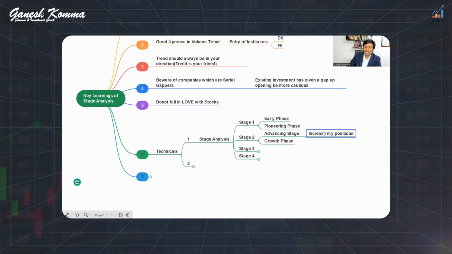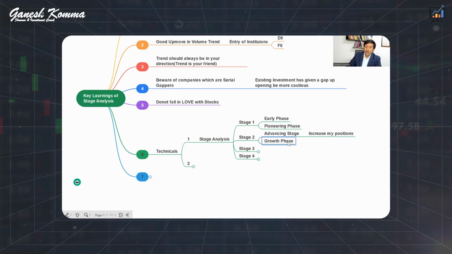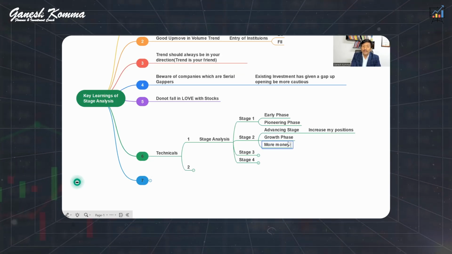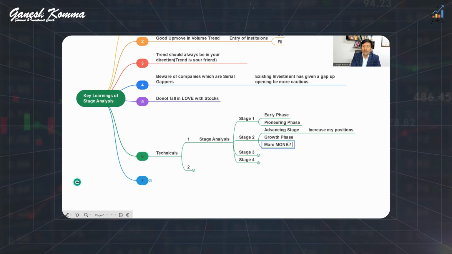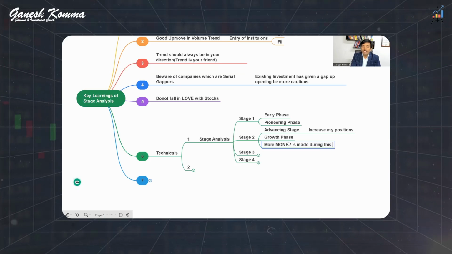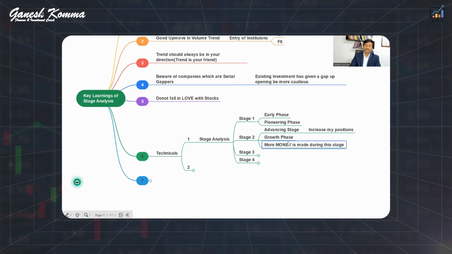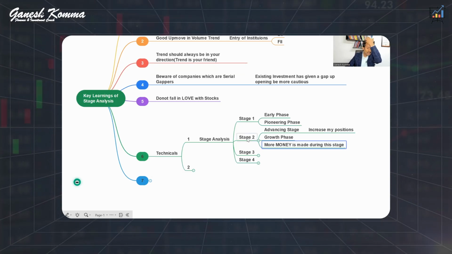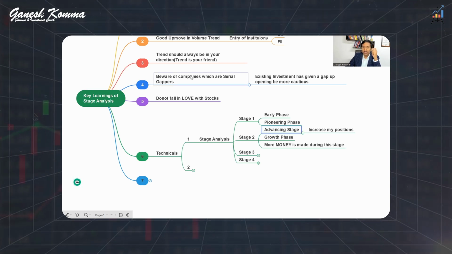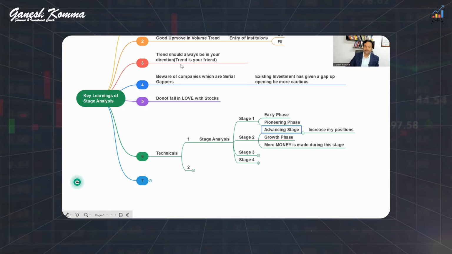In this advancing or growth stage, more money is made. If you see stocks like BSC or even CDSL, from the last couple of weeks they are in stage 2. And that is the reason during this advancing stage we increase our positions.